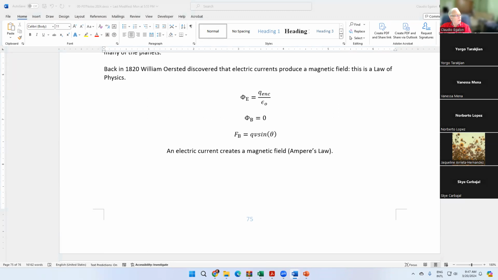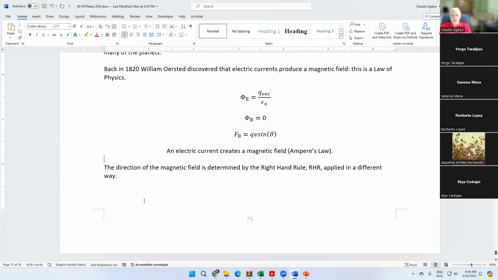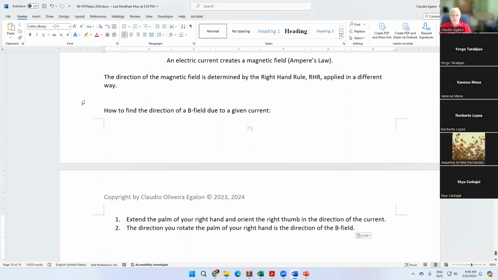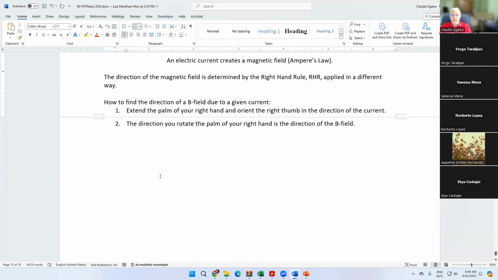The direction of the magnetic field, those are just qualitative ideas, is determined by the right-hand rule applied in a different way. Here's the step-by-step. How to find the direction of the B field? I'm going to do an example very soon. Extend the palm of your right hand and orient the right thumb in the direction of the current. The direction you rotate the palm of your right hand is the direction of the B field.